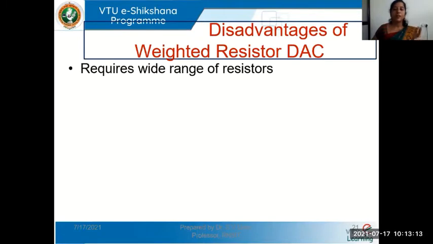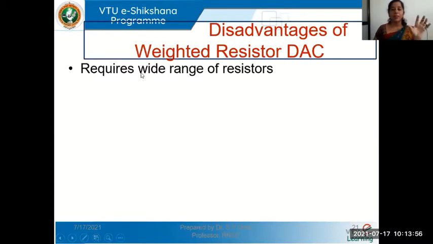First thing, it requires a wide range of resistors. Say for example, if I have a 3-bit DAC, it doesn't matter. I need R, R by 2, R by 4. Whereas if I need an 8-bit or 10-bit DAC, imagine the resistor ratios. You need R, R by 2, R by 4, R by 8, R by 16, R by 32, and so on. I need R by 2 to the power of 9 if I need a 10-bit DAC. If I need a 12-bit DAC, I need R by 2 to the power of 11 as the smallest resistance, and the largest resistance will be R. So imagine how you can obtain so many resistors following that ratio.